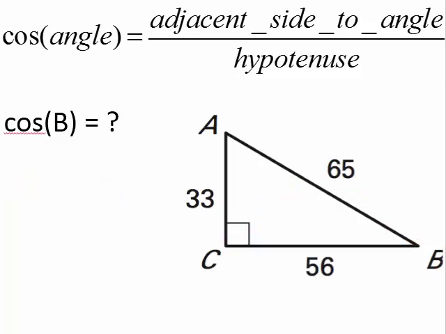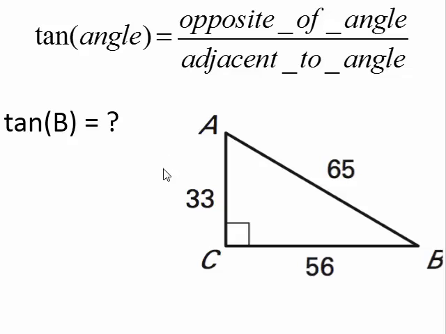Let's take a look at our second trigonometric function, which is cosine. Cosine of an angle is equal to the adjacent side to the angle over the hypotenuse. So let's find cosine of B. So again, we circle B as our angle. We find the adjacent side, so adjacent to B is 56, over the hypotenuse, which again is across from the right angle, so it is going to be 65. So we get 56 over 65.